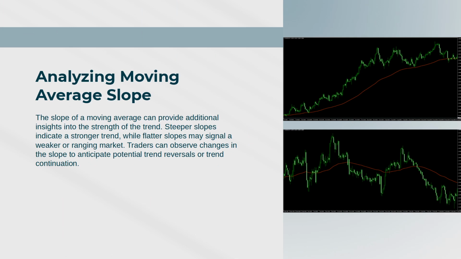Analyzing moving average slope. The slope of a moving average can provide additional insights into the strength of the trend. Steeper slopes indicate a stronger trend, while flatter slopes may signal a weaker or ranging market. Traders can observe changes in the slope to anticipate potential trend reversals or trend continuation.